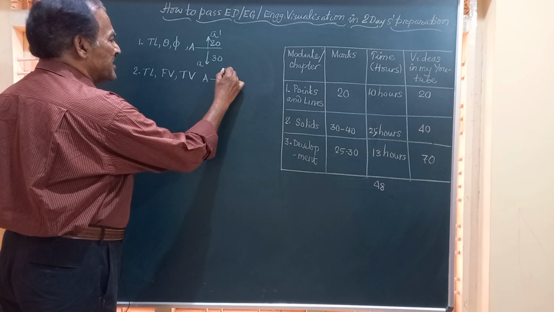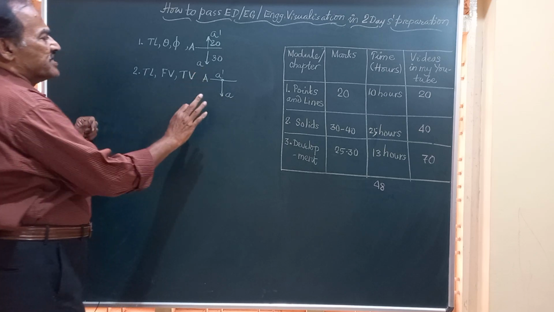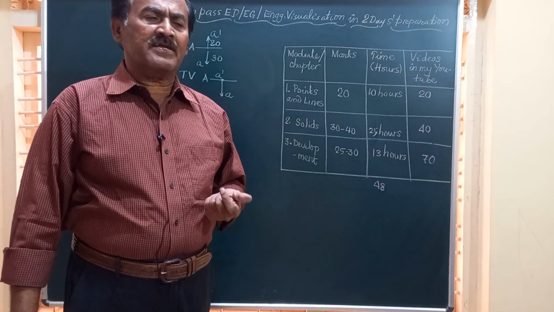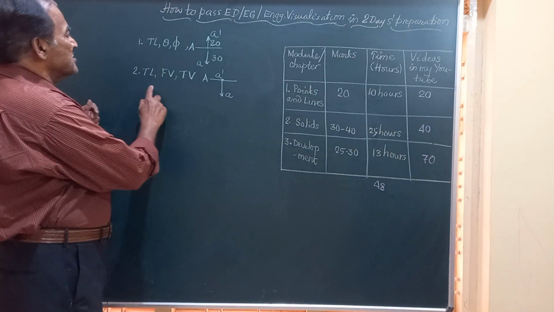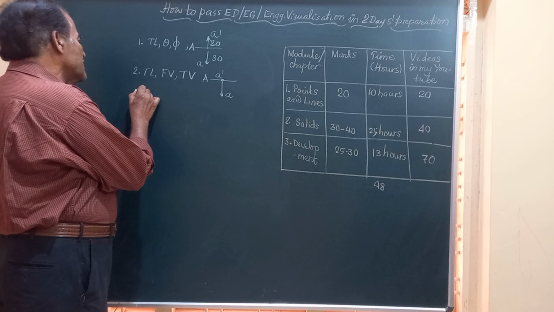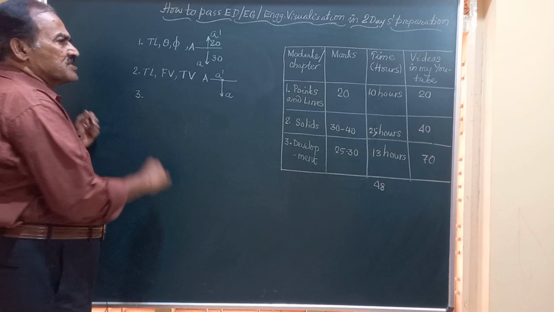So this is A dash and A. One of the end projectors, or they will give you the position of one of the endpoints. So friends, this is one of the most important points here. Then comes, friends, the question number 3.